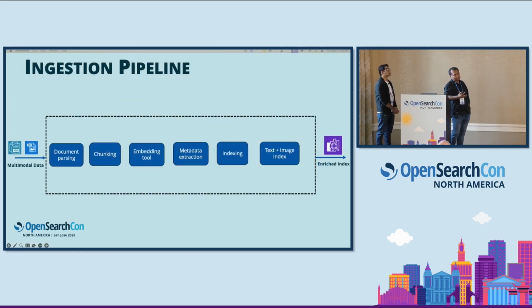So if you further double click on the ingestion pipeline, this is how it looks. Essentially, we built a tool called the embedding tool that an agent can access, which will do the metadata extraction so that you can apply some kind of filtering, and that will help you to do efficient search. And also, it can extract the text and image that you are inputting as a multimodal input.